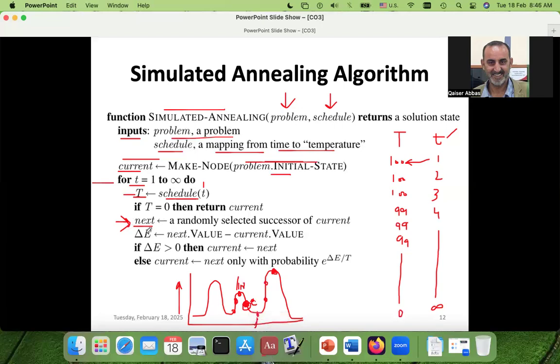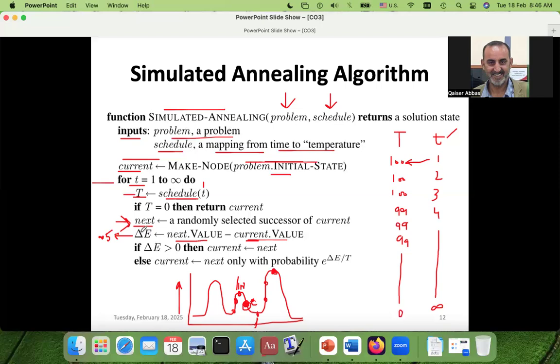Then next dot value minus current dot value. When you subtract this current from this next, suppose this next has value 25 and this current has value 20, then 25 minus 20, what will you have here? Minus 5, or 5? 5, sorry. Because it is 25 minus 20, you will have 5.